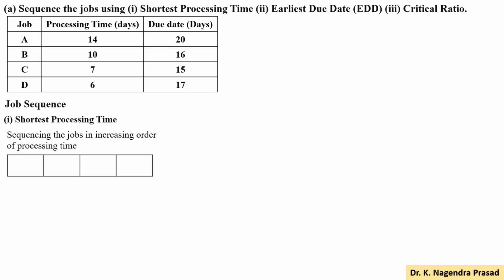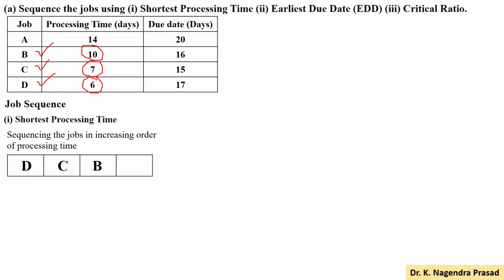So first we have to observe the minimum processing time. In the given problem, the minimum processing time is 6 hours for job D. Then first we have to place job D in the job sequence. Next minimum processing time is 7 hours for job C. Then we place job C after job D in the job sequence. Next minimum processing time is 10 hours for job B. So we place job B after job C in the job sequence.